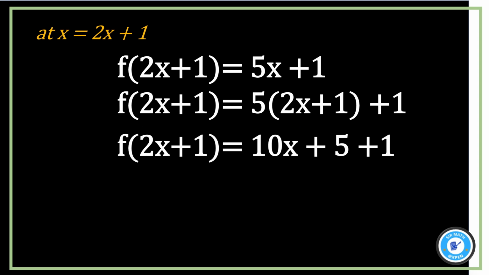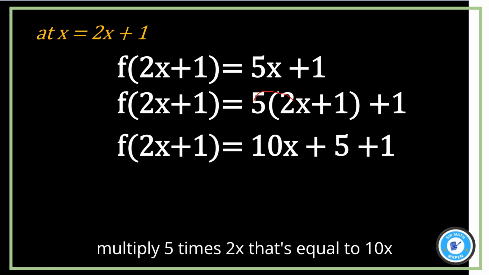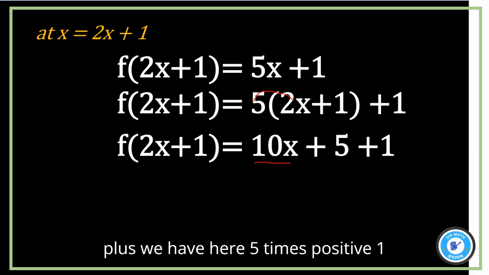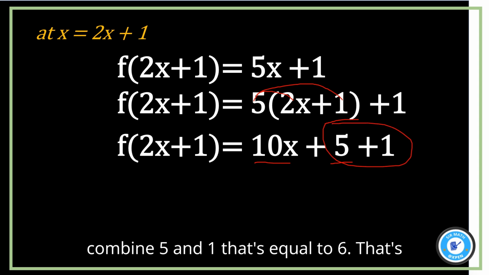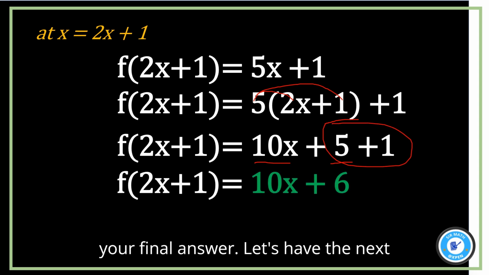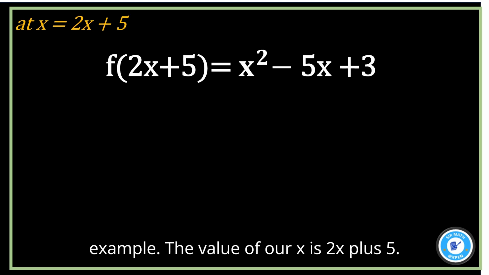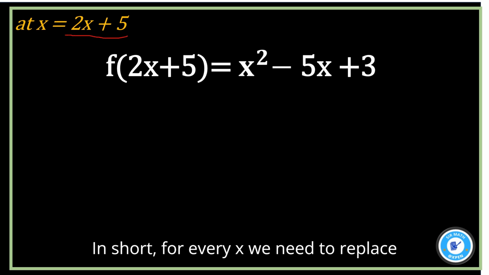And to have your partial answer, we simply multiply 5 times 2x, that's equals to 10x, plus we have here 5 times positive 1, that's equals to positive 5. Then just combine 5 and 1, that's equals to 6. That's your final answer. Let's have the next example. The value of our x is 2x plus 5. In short, for every x, we need to replace that by 2x plus 5.